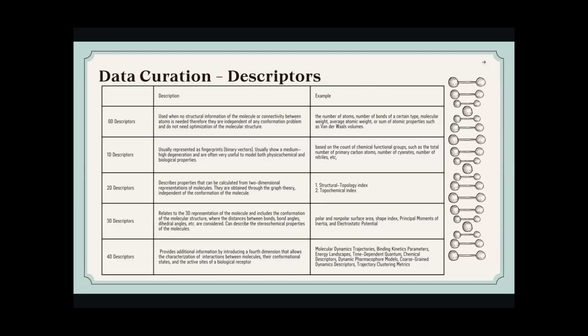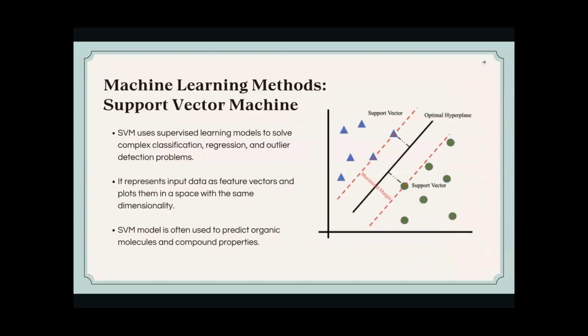And there are also three-dimensional descriptors, which relate to the 3D representation of the molecule and include the conformation of the molecular structure. Some examples are polar and nonpolar surface area, shape index, principal moment of inertia, and electrostatic potential. And lastly, there are 4D descriptors that provide additional information by introducing a 4th dimension, which includes molecular dynamics trajectories, binding kinetic parameters, energy landscape, and time-dependent quantum, and so on.